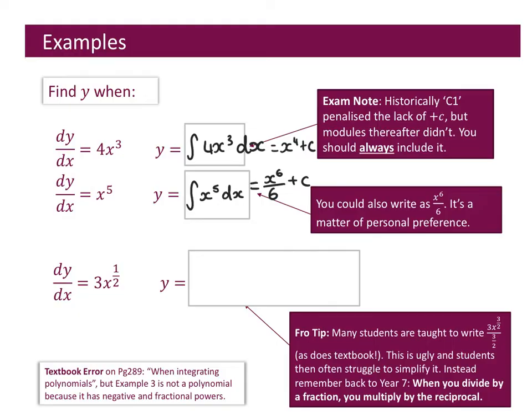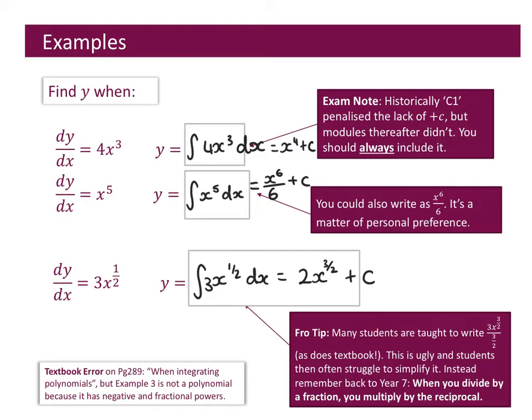For this one, we're going to integrate 3x to the power of a half with respect to x. Increase the power by 1, 3 over 2. Divide by the new power. 3 divided by 3 over 2 is in fact 2 plus c.